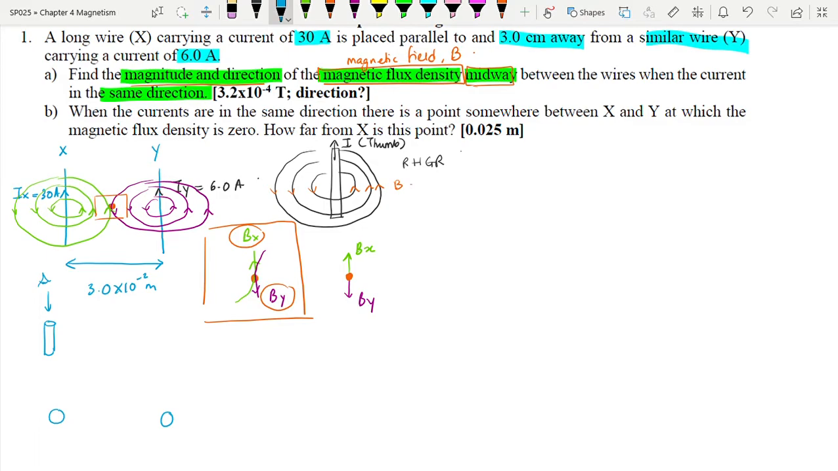So, untuk wire X dia keluar, so that means we have to sketch dot. Okay, dot is the symbol for direction is going out. So, current is going out. Okay, yang ni pun sama keluar sebab same direction. So, wire Y pun going out. So, bila kita nak lukis direction, so dia lagi nampak. Kita boleh lukis dia real lah.